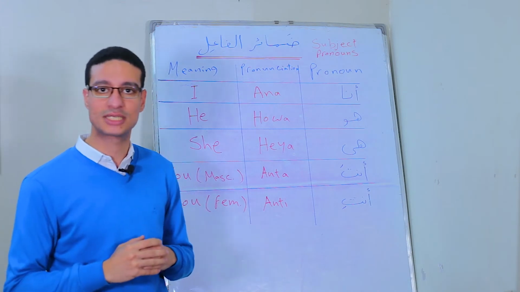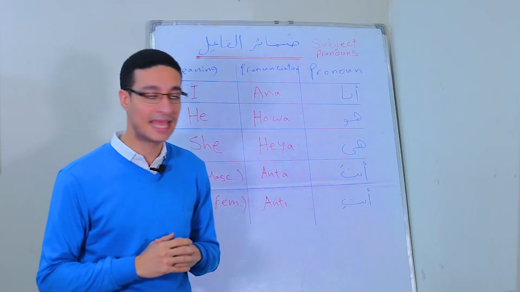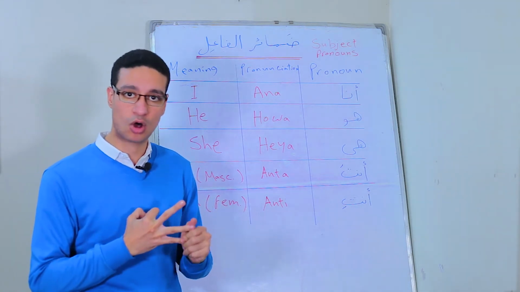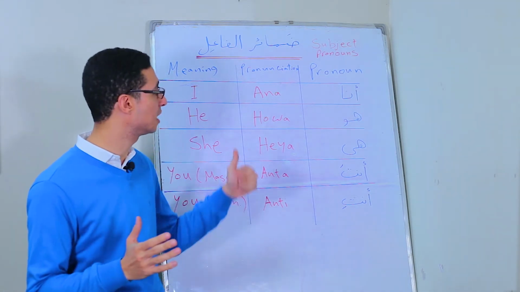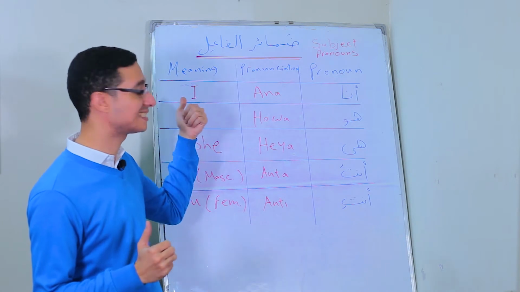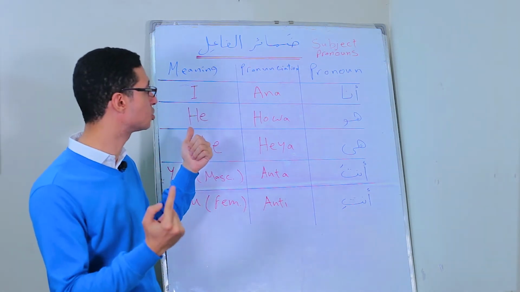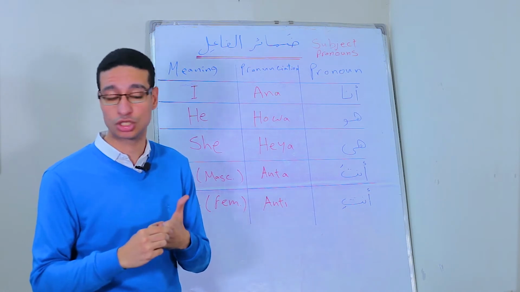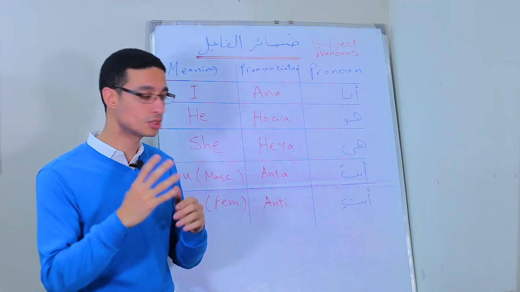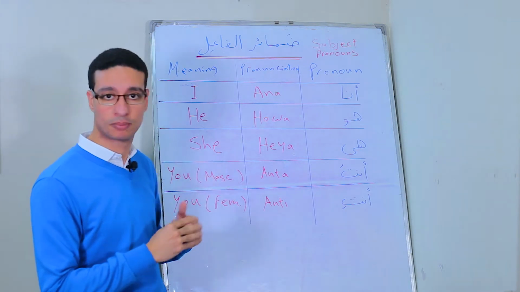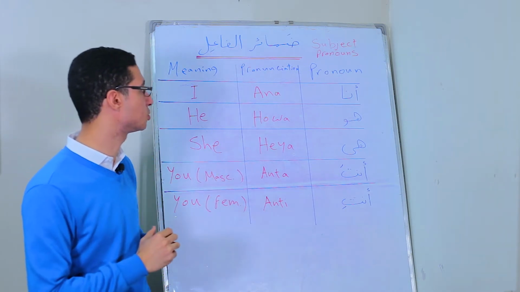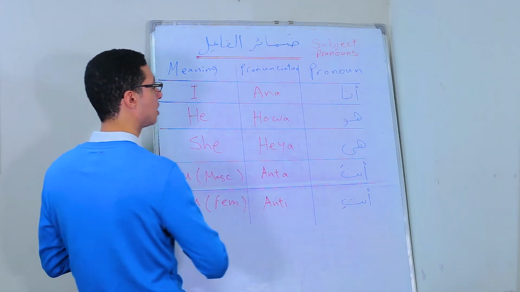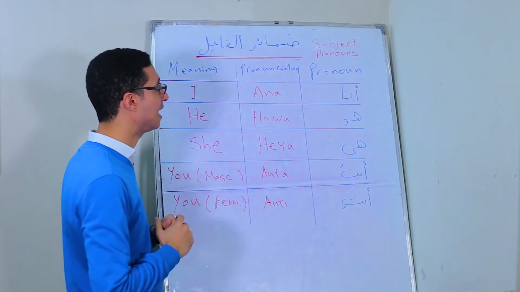Today we are going to discuss the subject pronouns in Modern Standard Arabic. First of all, we have three groups of subject pronouns. The first group is the singular, okay, we are talking about one person, and the second group is dual. Dual doesn't exist in English, but dual is two persons. And the plural, of course, is more than two persons. And here in the first group, it's the singular, and the first one is ana.